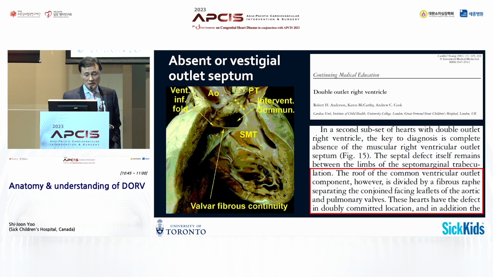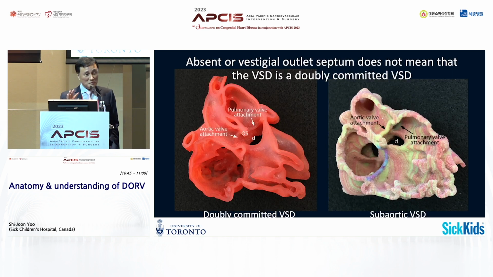Okay. Another thing is that I have agreement with Bob Anderson. What he used to describe is that if you do not have an outlet septum, that VSD is doubly committed. If you look at the figure in the literature, it's not doubly committed. Why? The pulmonary valve is away from the VSD. So the only difference is what? The outlet septum is absent here, but however, the VSD is subaortic. So this is the important one.